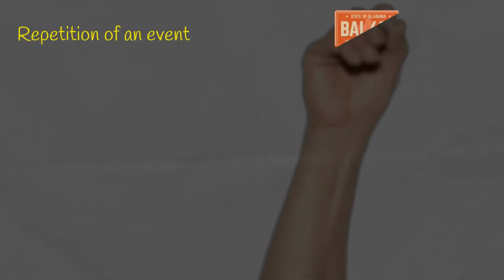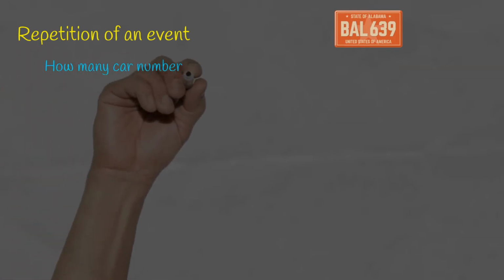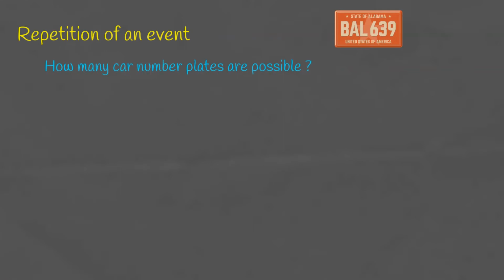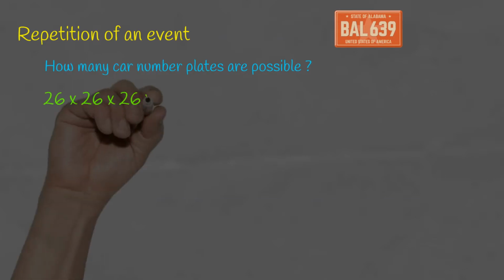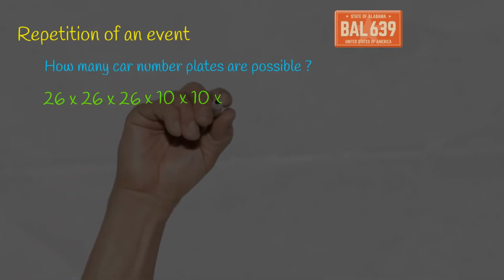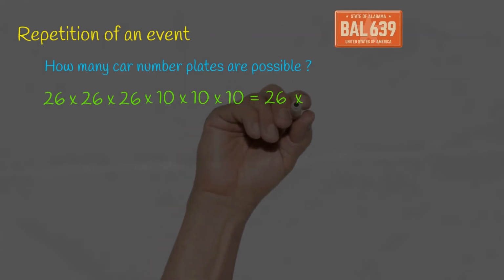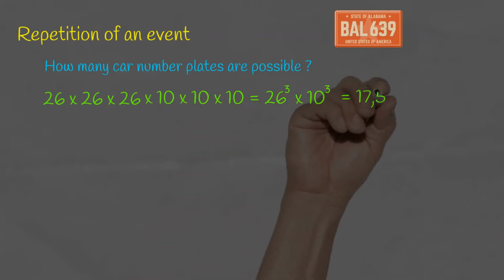Next, we have a car number plate that has 3 letters and 3 numbers. Now this is also repetition of an event because we can choose A through to Z on every letter and we can choose 0 through to 9 on every number. So how many car number plates are possible? Well, it's fairly straightforward. We can choose 26 letters for the first letter, 26 choices for the second letter and 26 for the third. Then we have 10 choices for the first number, 10 for the second and 10 for the third. So the answer is 26 cubed times 10 cubed.